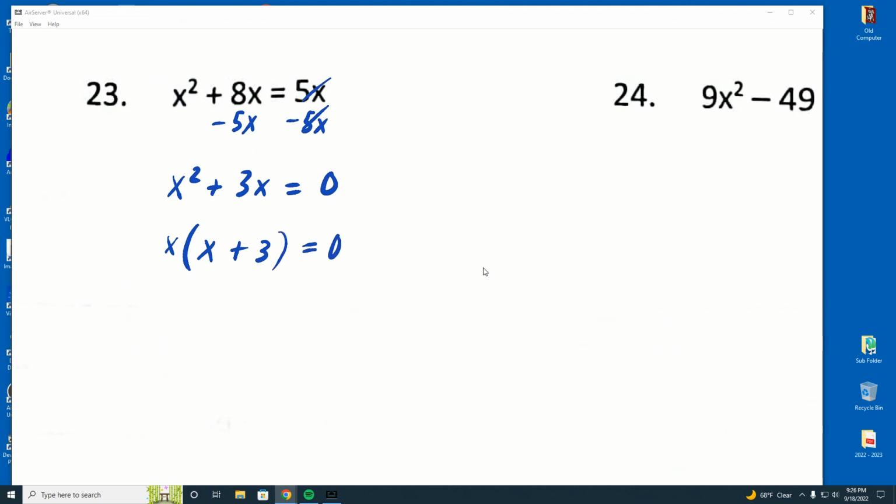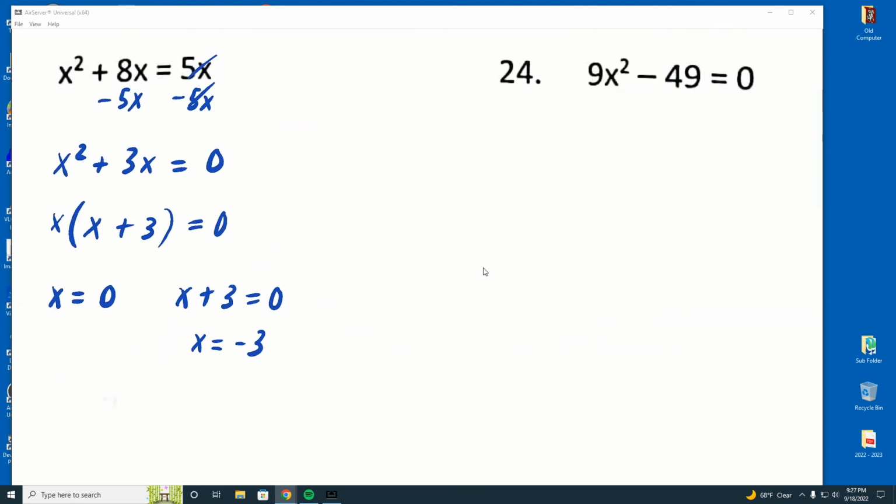So we're going to take these two factors and set them equal to 0. Remember, the x is an important factor here because it's a variable. So one of my answers is x equals 0. And for the other one, we're going to subtract 3, so x equals negative 3. And that's number 23. All right, moving on.